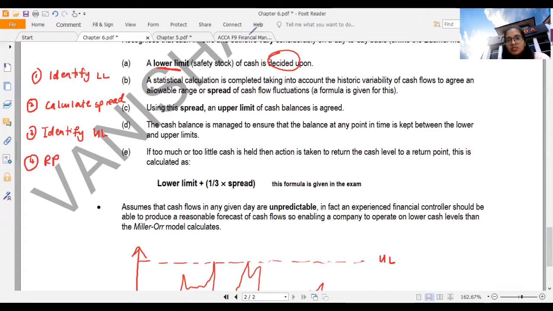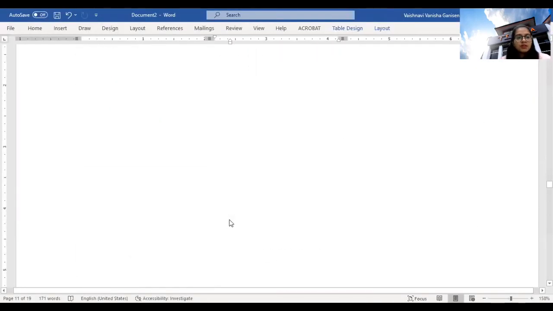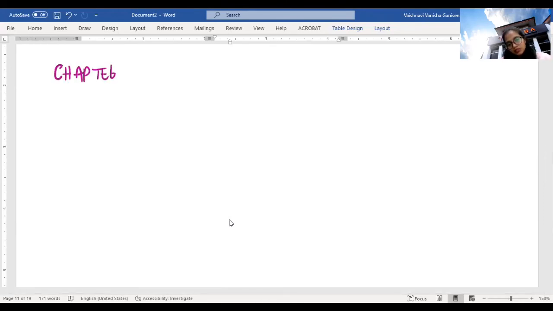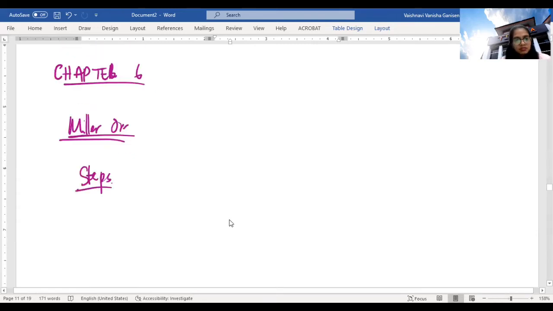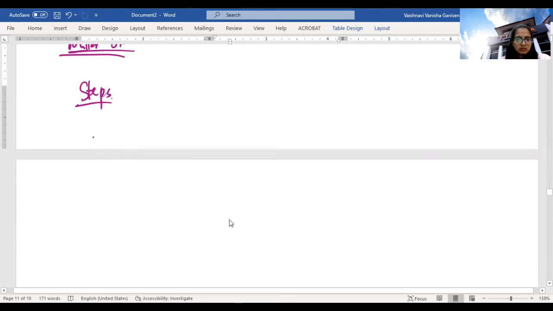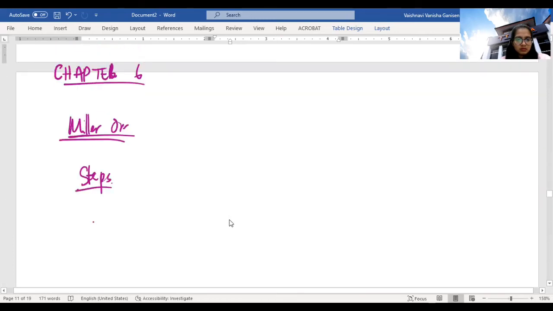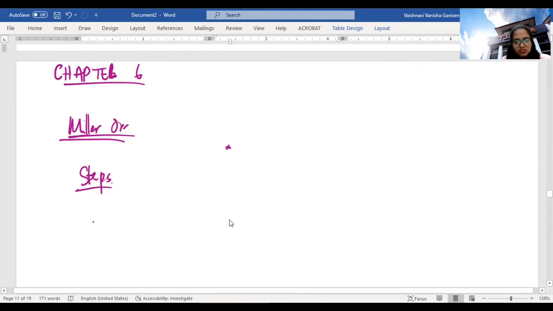Okay, guys, I'm going to move from this page. I'm going to move out to a new page because I need to write some things for you. Okay, so chapter 6. Now I'm talking about the Miller-Orr model. Right, so the steps. I'm just going to rewrite here very quickly. It's quite funny that this thing is moving together with me.